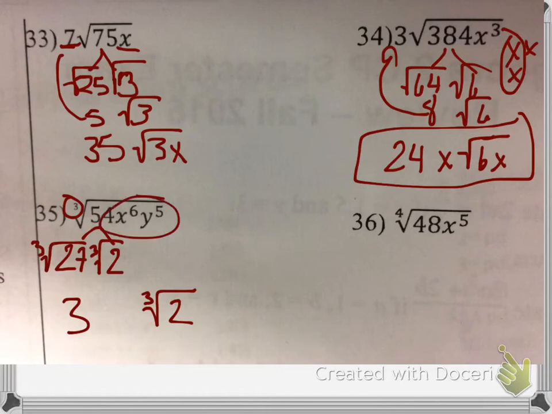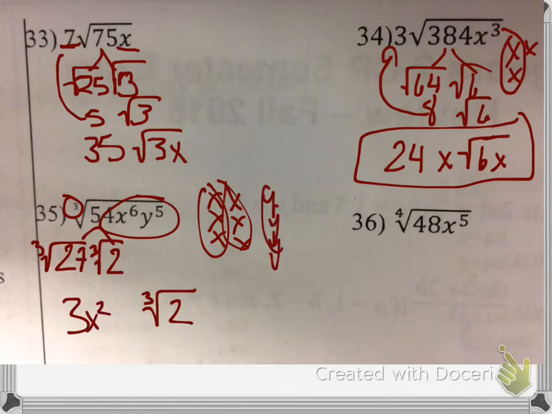Now the variables go a little bit different. Whereas on number 34 we had to do them in pairs, now we want them in groups of 3. If you look at 6 x's, you get 2 groups of 3, so that would be x squared. If you look at the y's, you only get 1 group of y's with 2 left over. So there's 1 group that goes out, but there's 2 left over, and that's how you get your answer.